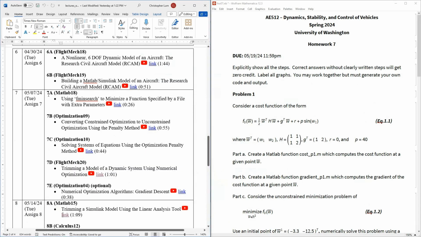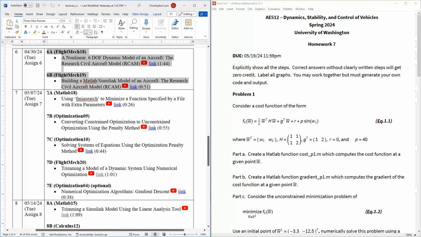So if you remember, we're sitting here in week 7, but what we just finished last week during week 6 is we basically built ourselves a nonlinear 6 degree of freedom model of an aircraft, and we were using this research civil aircraft, or RCAM, model as our sort of test bed to demonstrate these flight mechanics principles. So we built this last week and we've now got a full model. It's implemented in Simulink. It's ready to go. So we're ready to start doing some actual engineering analysis using this model.